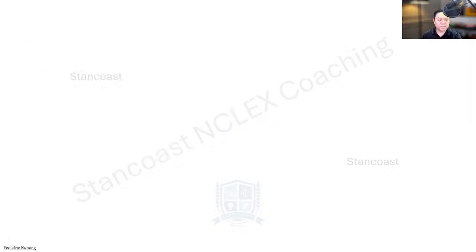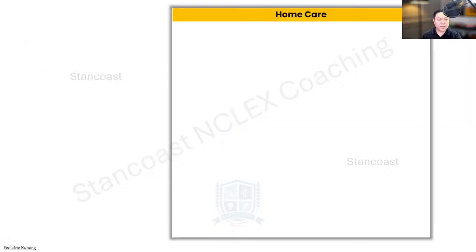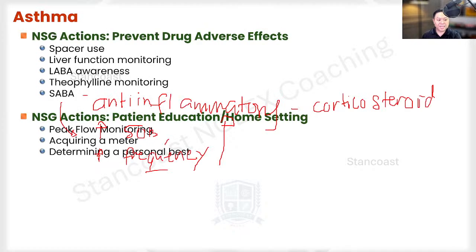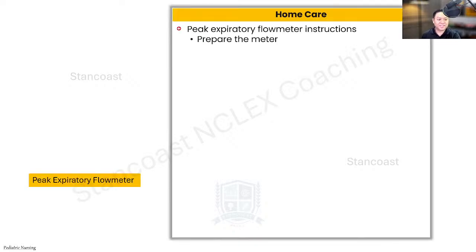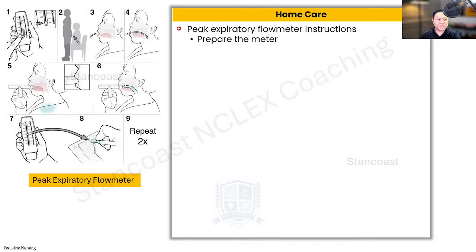What else? Now we're going to talk about the use of the peak, what is this? Peak flow procedure. So this is going to be taught to your patient while they are still in the hospital, especially for those newly diagnosed asthma patients. So make sure that they understand the reason why they have to monitor themselves with the peak expiratory flow meter. Okay, so what is this device? This is actually this one right here.